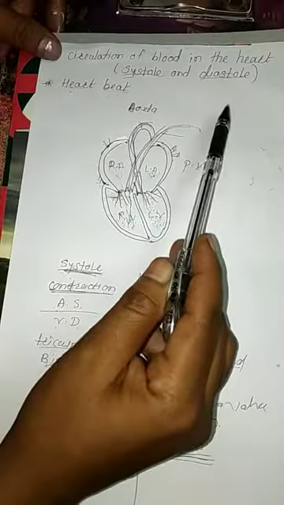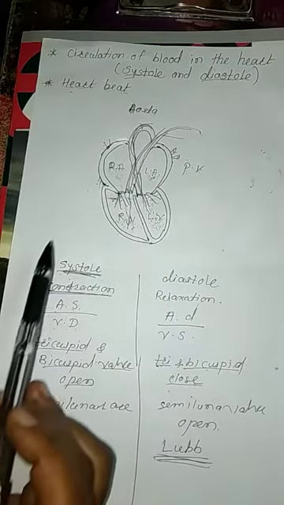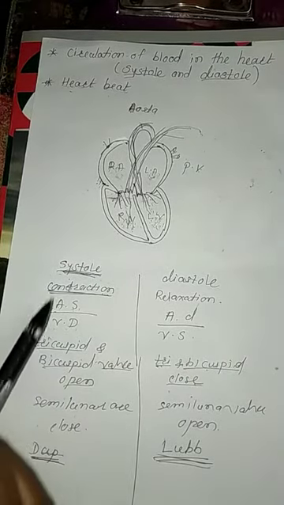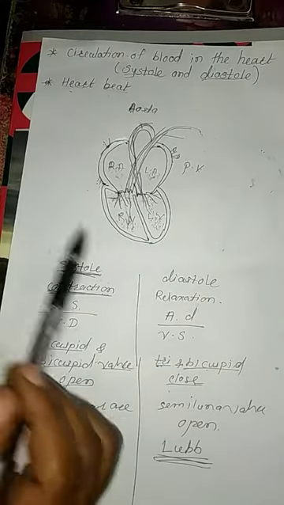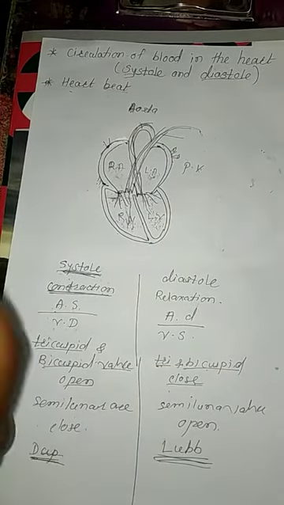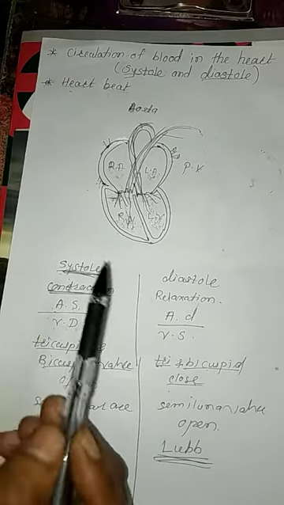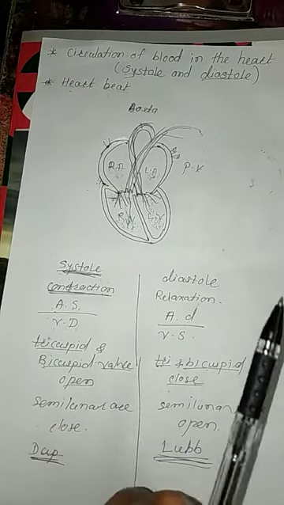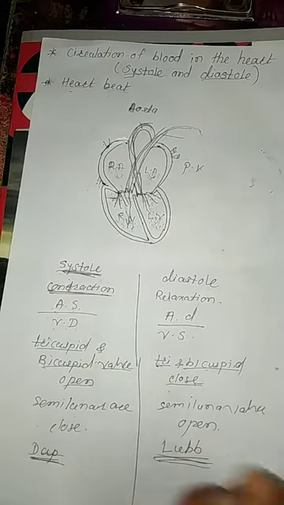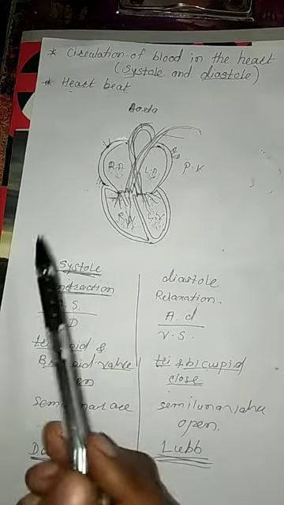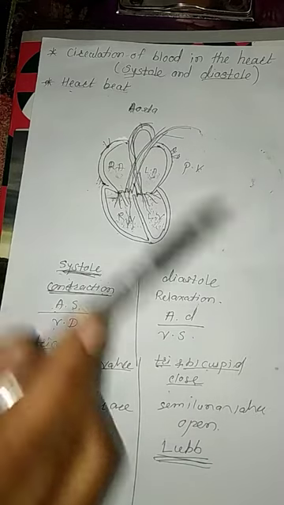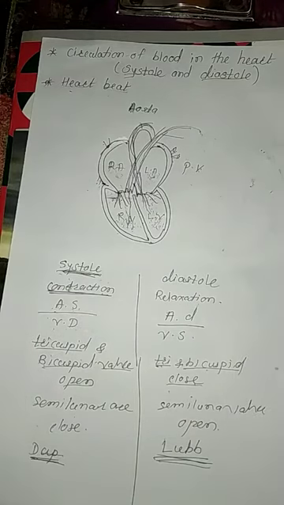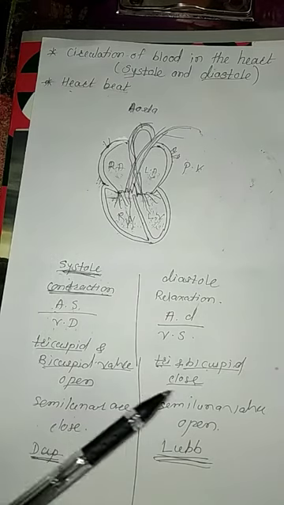Got it, student? Understood what is meant by systole, diastole, heartbeat? What is meant by heartbeat? The rhythmic contraction and relaxation of the heart is called the heartbeat, and one heartbeat requires 0.85 seconds. That means systole of the auricle and systole of the ventricle, auricle contracts and ventricle contracts; all together require 0.85 seconds. And everybody knows that our heart beats 70 times within 1 minute. Got it, student? Thank you.